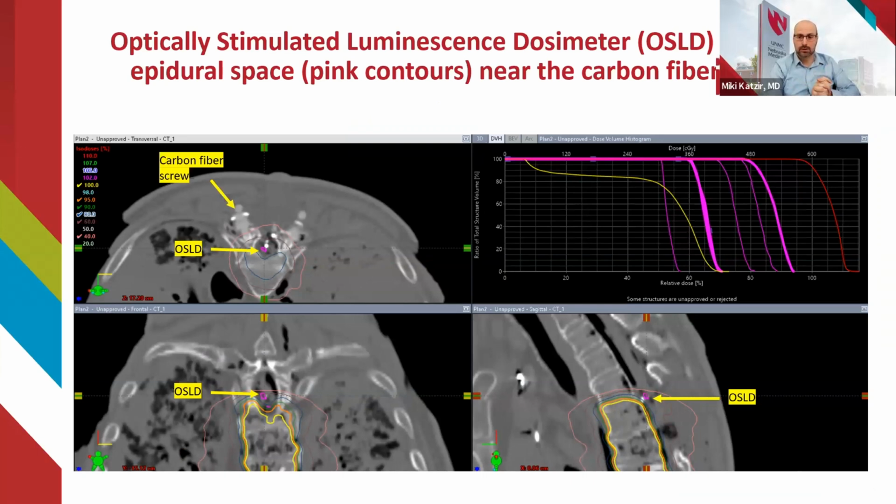Yellow is the spinal cord, and it shows it doesn't receive most of the dose. The thick pink lines are the readings from the same level chips, and the thin lines are from the adjacent chips. We can see that not all the same level chips receive the same dose. It depends on the proximity of them to the high isodose area. And the histogram and plan is for the chips placed near the carbon fiber screws.